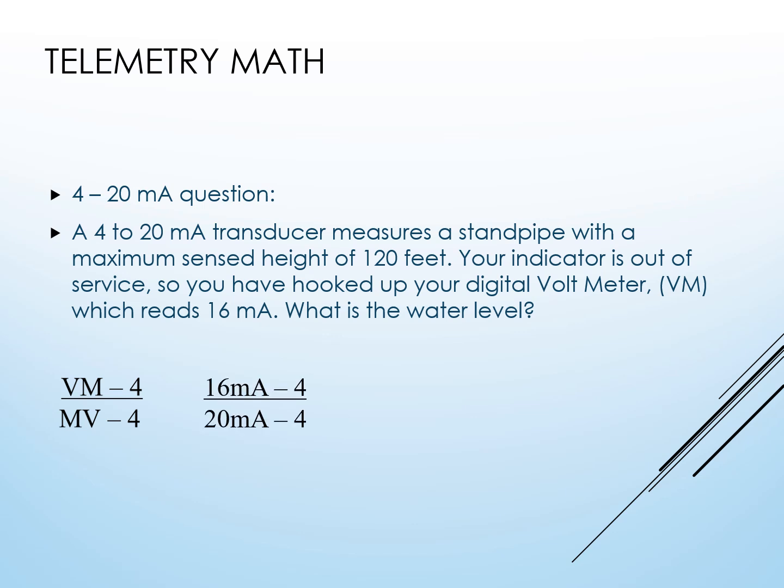So if we punch that in, you get (16 minus 4) over (20 minus 4), which would be 12 milliamps over 16 milliamps. Right away you can see that that's about 3/4, or 0.75. So you take that 0.75 times 120 feet and you get 90 feet. So you'd have 90 feet in that standpipe. That's just a quick example of milliamp telemetry math.